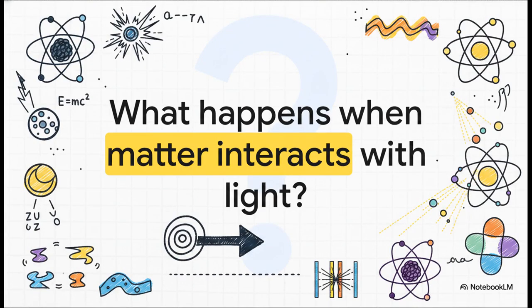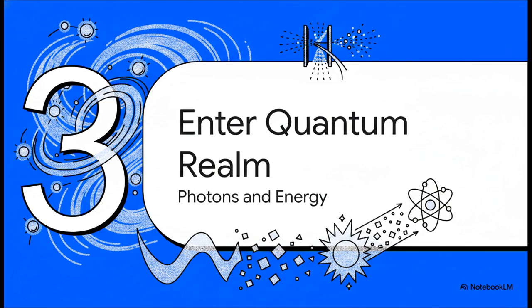All right, so we've mastered the dense core of the nucleus. We've explored how mass converts to immense energy and how unstable elements just decay over time. And that brings us to our major pivot point for the second half of this explainer. We're shifting our focus from the heavy, tangible foundations of the atom straight into the counterintuitive weirdness of our next act. Seriously, what actually happens when matter interacts with light at the absolute smallest scales? Welcome to Section 3. Enter the quantum realm, looking at photons and energy.